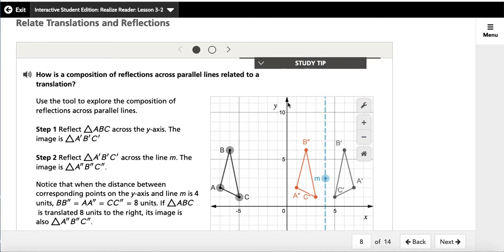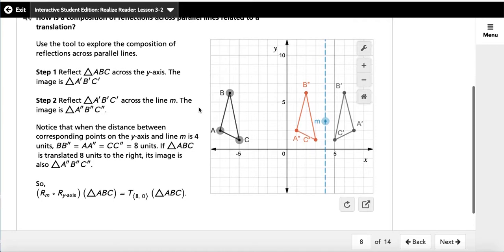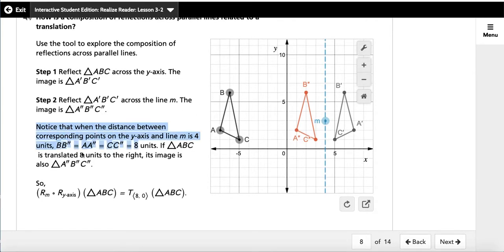And if one of the parallel lines is an axis like this one is, it's the y-axis, there's something else you can notice. Right here is what they write, and I'll see if I can help you make sense of that. When the distance between the corresponding points on the y-axis and the line M is 4 units, from here to here, it's 4 units. Notice this translation. If you just went straight from ABC to the double prime, 1, 2, 3, 4, 5, 6, 7, 8.